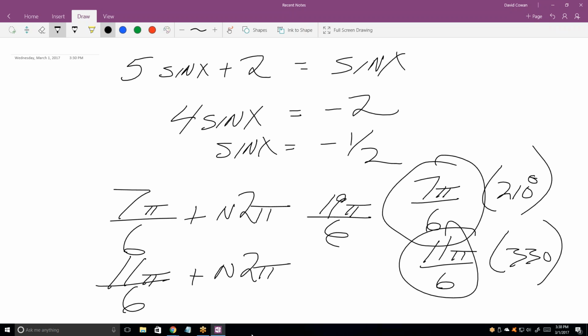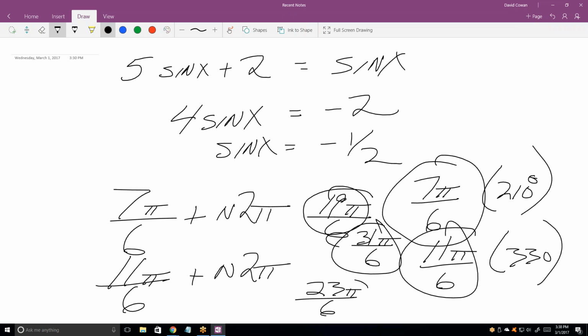So that's also an answer. If n were 2, that would be 31 pi over 6. So that's a correct answer. And then our second answer, if n were 1, then that would be 23 pi over 6. You see where I'm getting these numbers? I'm adding 12 pi over 6. And if n were 2, it would be another 12 pi over 6, so it'd be 35 pi over 6.